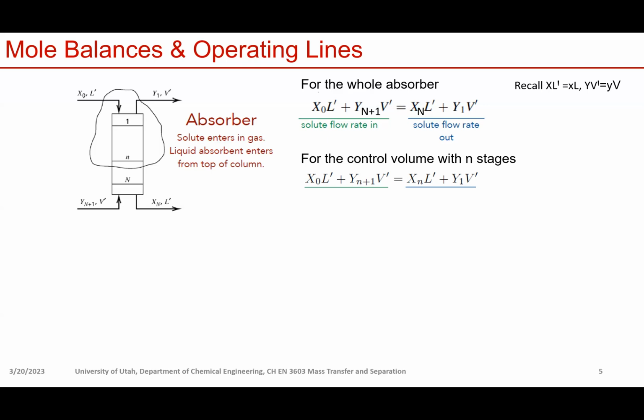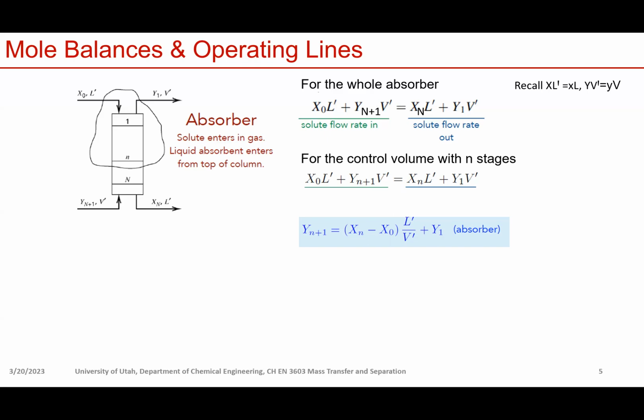What is different is here, below this nth tray, your vapor coming in will be y small n plus 1, and your liquid leaving will be xn, right? Now with that, we can derive an equation like this. So how do we derive that?